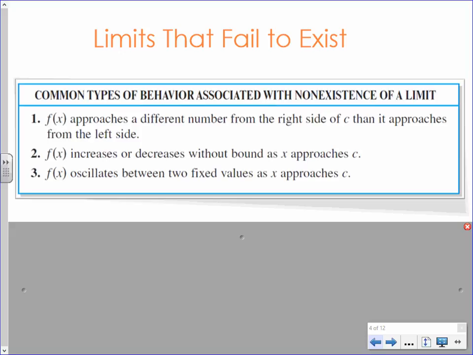Okay? And the third case where a limit does not exist is when it's oscillating between two fixed values as we approach x. This is probably the case that we will see the least. And I'll show you a really cool picture of what it looks like. But it is the third case.